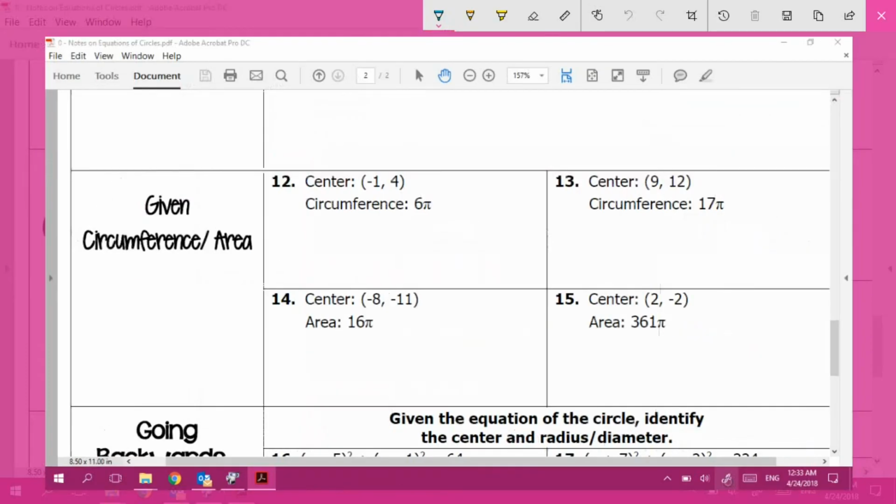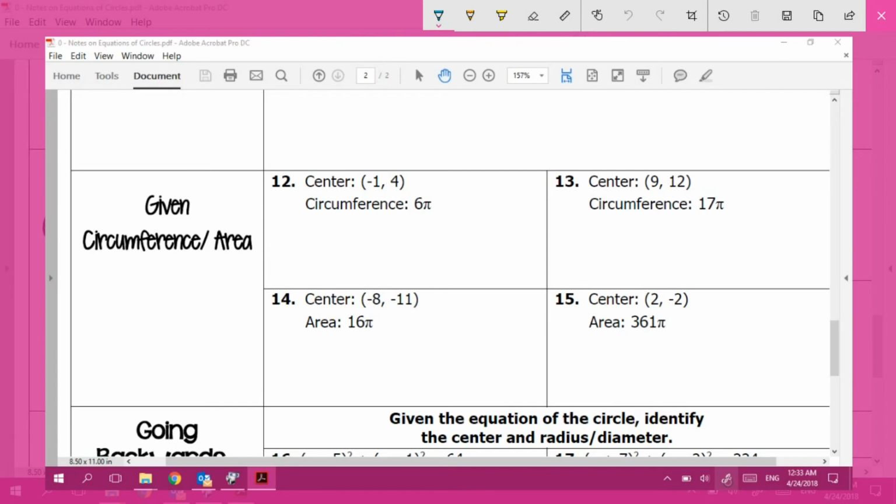All right, next, let's say you're given the circumference or you're given the area. How are you going to find your equation for the circle just given one of those pieces of information? Well, the circumference and the area are always going to help you find the radius. Now look at here. Number 12, we got the center point. That's good. Now let's look at where's the radius? It's not there. But I can use the circumference to find the radius.